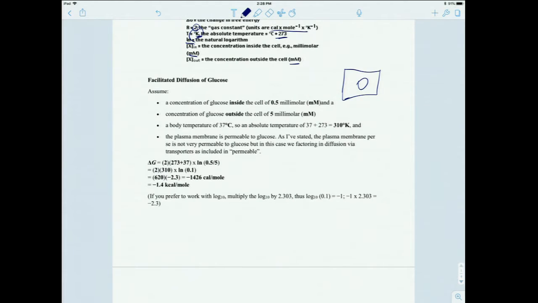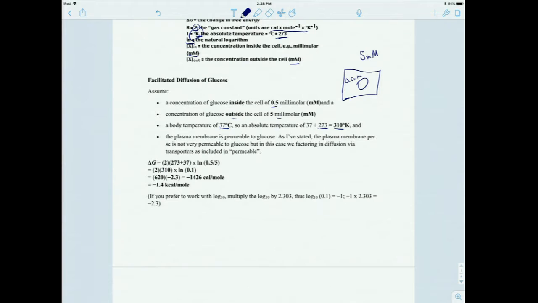So we're going to say that the glucose inside the cell is 0.5 millimolar. And then I have glucose on the outside of the cell is 5 millimolar. So that's quite a jump. So I have 10 times the amount of glucose outside the cell than I do in. And so our body temperature is 37. So we're going to, again, convert to the Kelvin scale. So we're going to say, of course, you got your 273 plus 37. So in Kelvin, body temperature is 310 Kelvin.